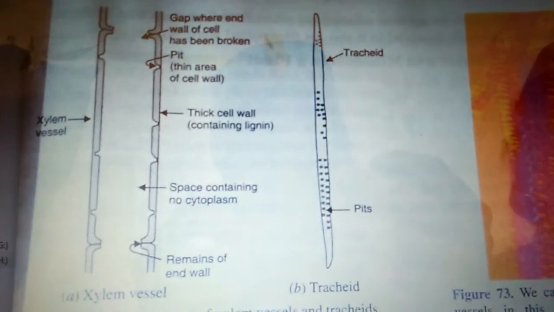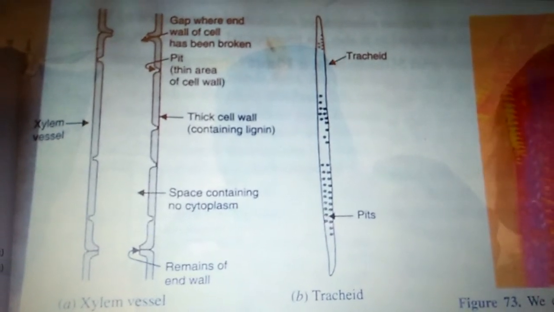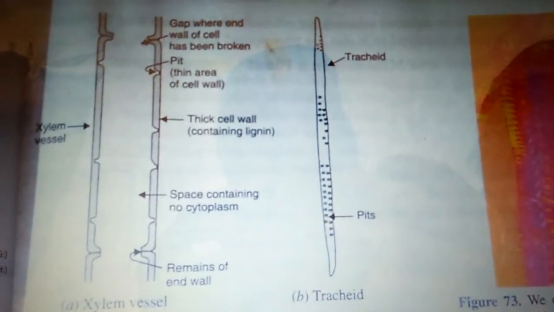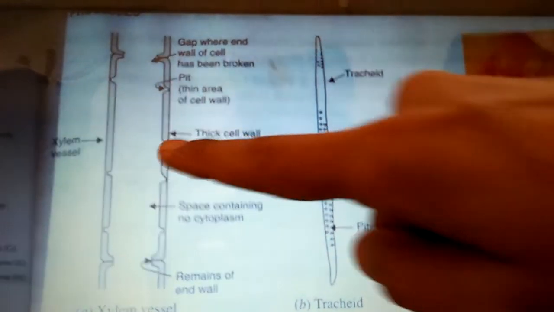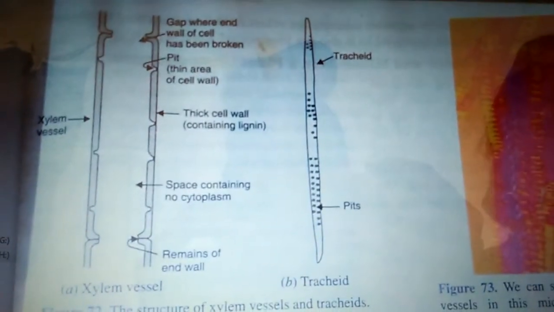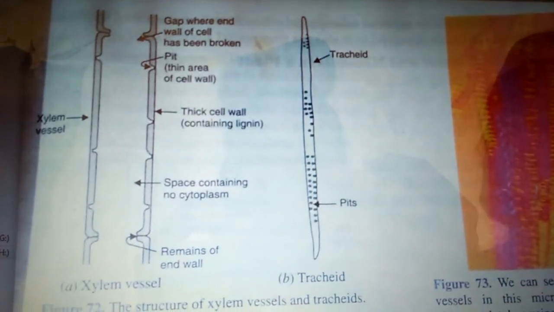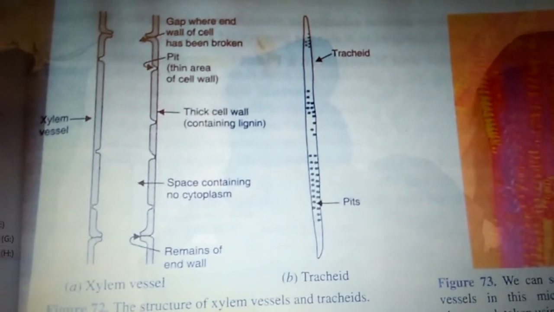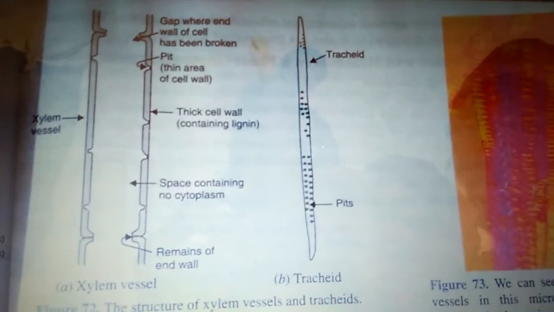Tracheids are long, thin, spindle shaped, and they have pits. Pits means the areas where there is less deposition of lignin. So exchange of material takes place through the pits. Xylem vessels also have the pit area. This is the pit area of the xylem vessel, and this is the pit area of the tracheid. For the exchange of material from xylem vessel to tracheid or from one tracheid to another tracheid, there is a region called the pits, and pits are the region where there is less deposition of lignin. There are thin walls, so exchange of water takes place through the pits.